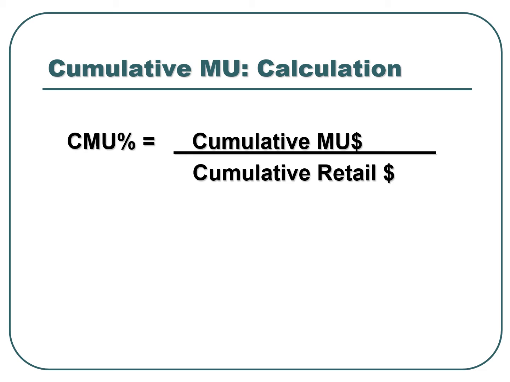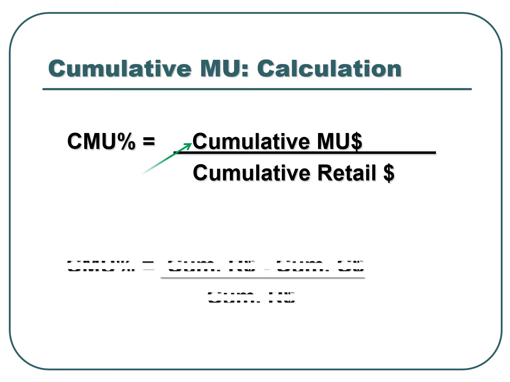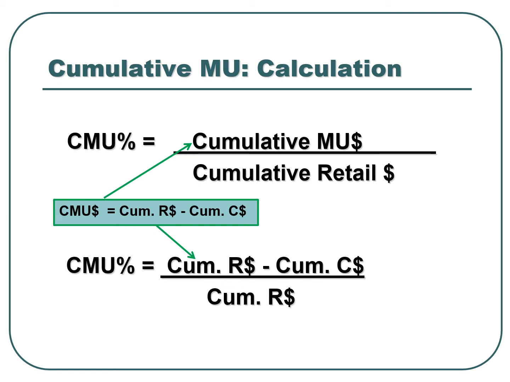If we express the cumulative markup percent in a formula, any markup percent is markup dollar over retail, and we just apply the cumulative markup and cumulative retail for the cumulative markup percent calculation. So the cumulative markup percent will be cumulative markup dollar over cumulative retail dollar. Then what's the cumulative markup dollar? Any markup dollar is the difference between retail and cost. Here, the retail is the cumulative retail, and the cost is the cumulative cost. So the cumulative markup dollar will be the difference between the cumulative retail and cumulative cost. That makes the cumulative markup percent formula cumulative retail minus cumulative cost over cumulative retail. We'll take a look on the next slide at what we mean by cumulative retail and cumulative cost.